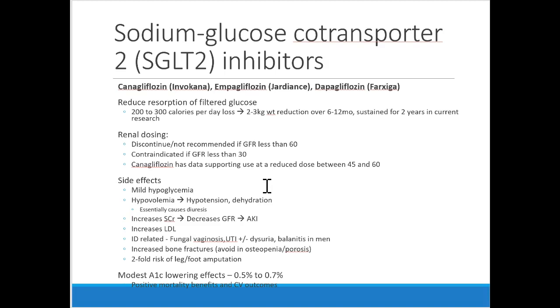Increase in bone fractures, twofold risk of leg and foot amputation for diabetic patients. Why? I don't know. Diabetic patients are always at risk for amputation because of the microvascular complications and foot ulcerations and things like that. But why it's a twofold risk on these, I'm not entirely sure. The benefits are modest, but they have shown some positive. Sorry, this got cut off on the blue stripe here, but it says positive mortality benefits and CV outcomes here.